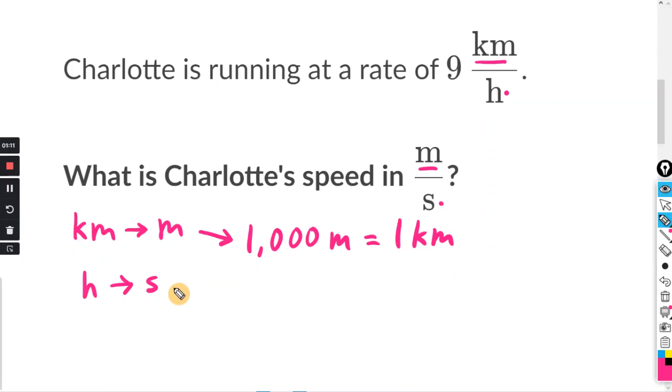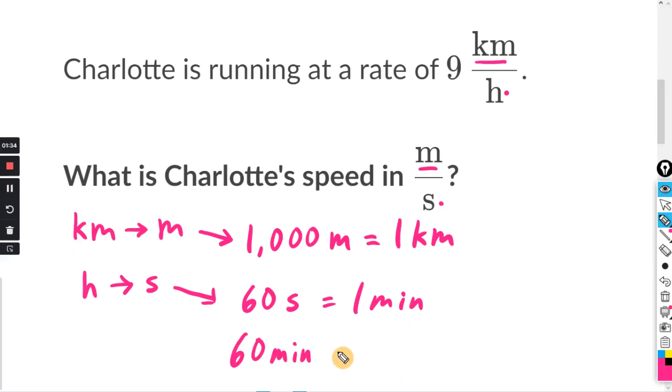And for hours to seconds, I would like to do two separate conversions. First off, how many seconds are in a minute? We know that 60 seconds equals 1 minute. And then how many minutes are in an hour? We know that 60 minutes equals 1 hour.